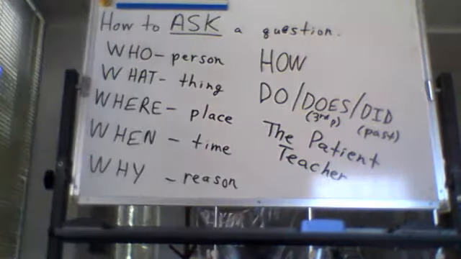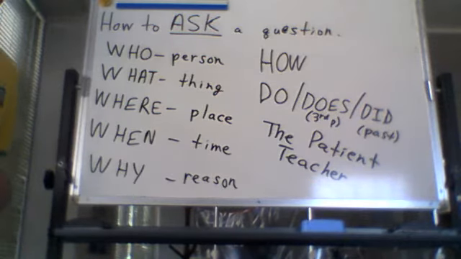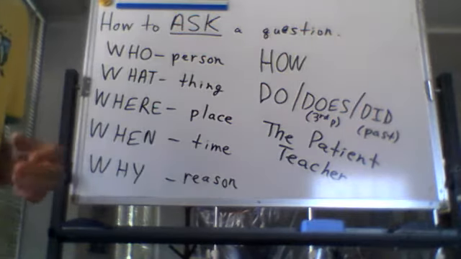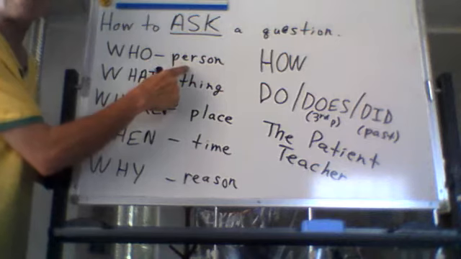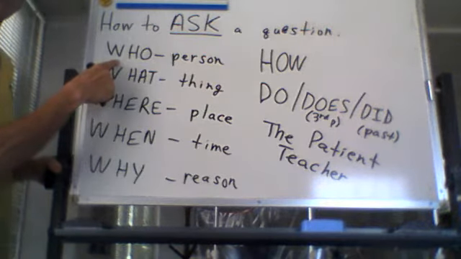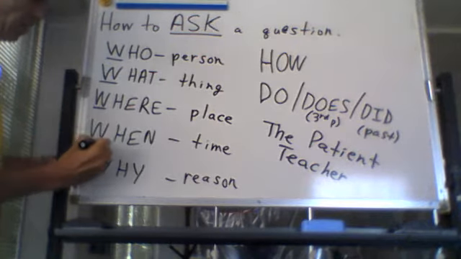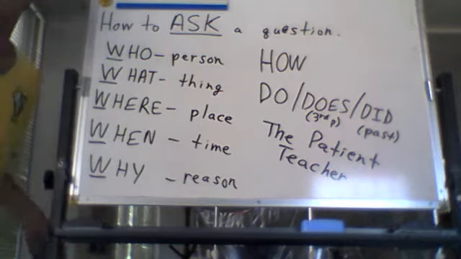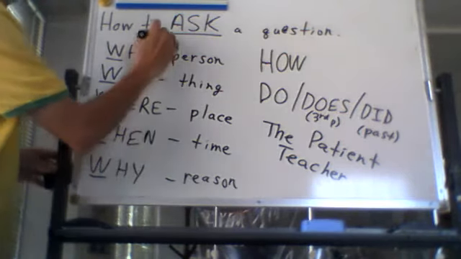This one, we're going to learn how to ask a question. When you're learning English and you're using it, you're going to want to ask questions. Okay? So if you're asking a question about a person, you're going to use who. Notice that the first 5 all start with the letter W, so we call them the 5 W's.